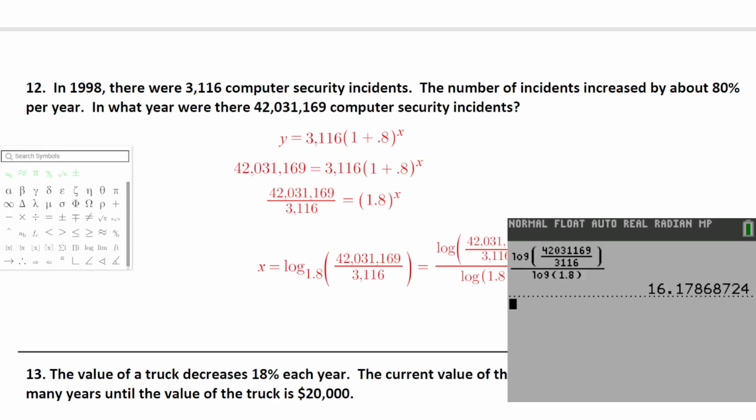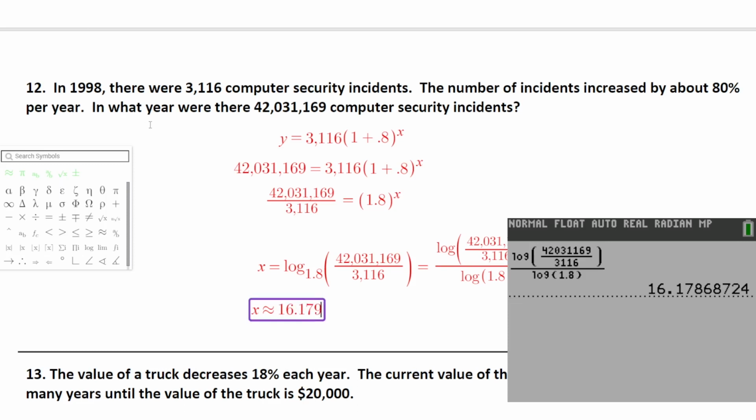All right, so let's see what we got here. About 16.178, so we'll say x is not pi, is approximately 16.178, and I guess I would round up to 1.